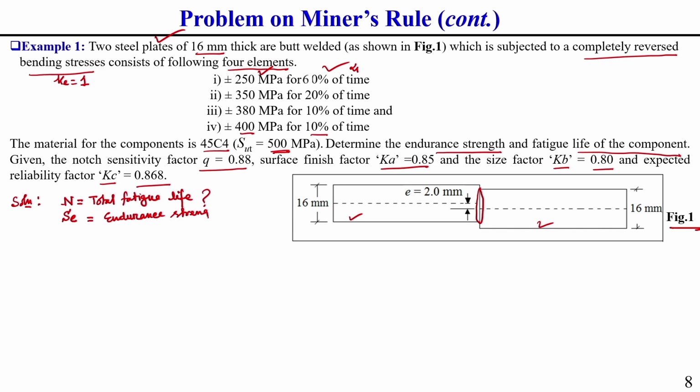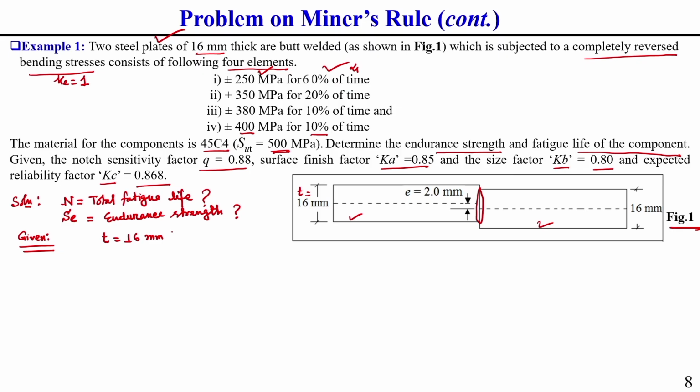Endurance strength of this component also we need to find out. These two we need to find out. What are the information given? Based on the given data we will solve this problem. First of all, T is the thickness of the plate, given as 16 millimeter.